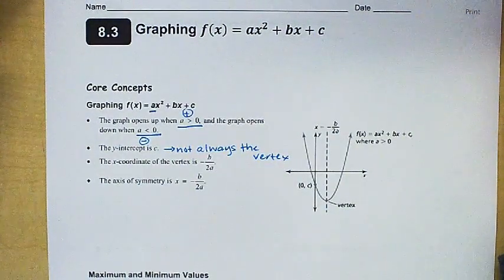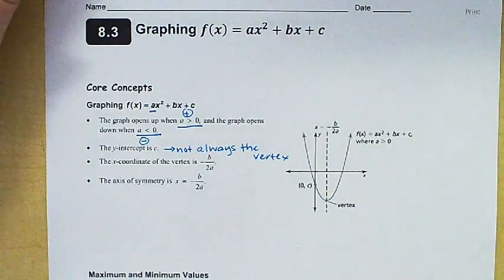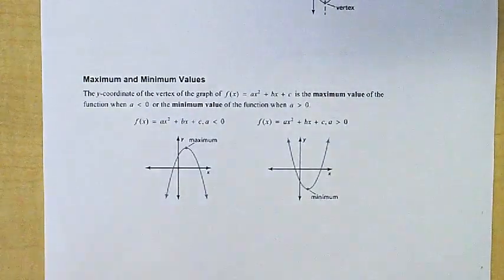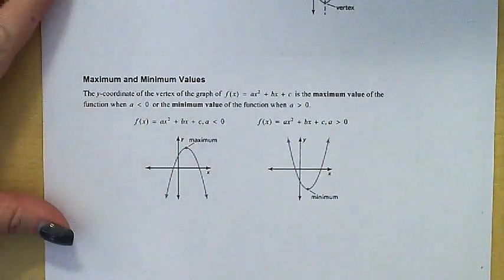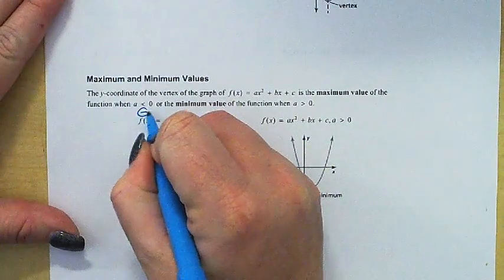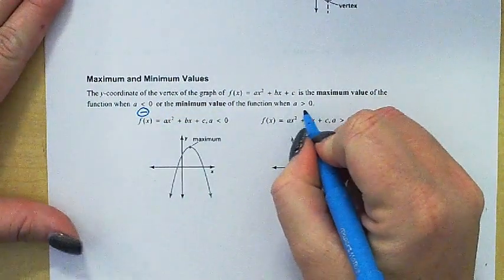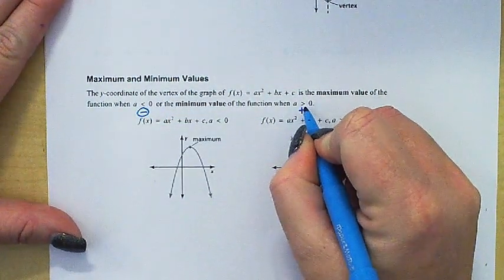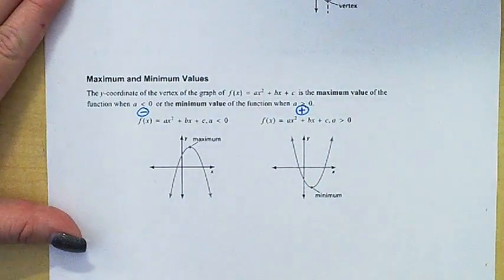So let's take a look at some of the other things that this is going to tell us. We have two new terms here. We're going to have a minimum value and a maximum value, and you're going to get those depending on whether that graph opens up or down. So as we said, a is less than 0. That's just a fancy way of saying negative, and a is greater than 0 is a fancy way of saying positive. But let's take a look.